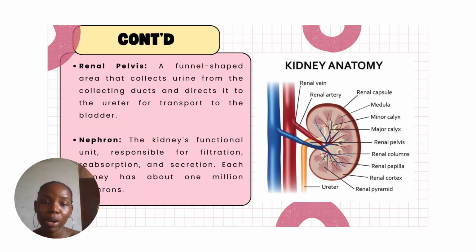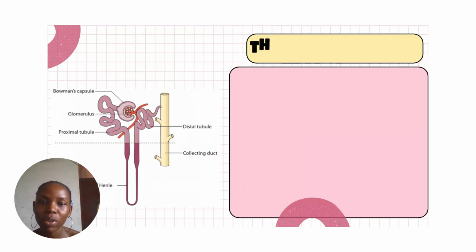Also, we have the renal pelvis. The renal pelvis is a funnel shaped area that helps to collect urine from the collecting ducts and direct it to the ureter for transport to the bladder. And lastly, we have the nephron, which is the basic structural and functional unit of a kidney. This nephron is responsible for filtration, reabsorption, and hormonal secretion. Each kidney has millions of nephrons.